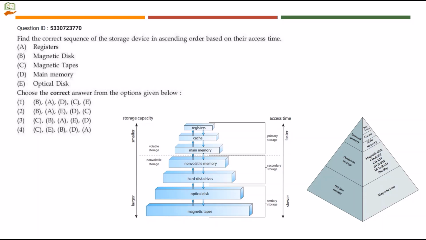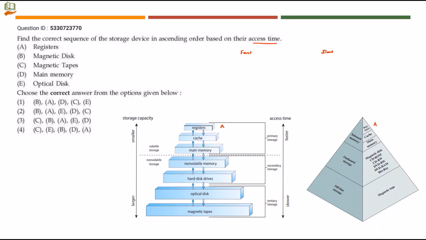Similarly, the access time is fast in the top level. When we get down, it is becoming slow. Since the question is about access time, we will arrange it from fast to slow. The first level is actually registers. In both the diagrams, it is registers. So we can mark A here. Let this be A. What about the next level? It is cache memory. There is no option.